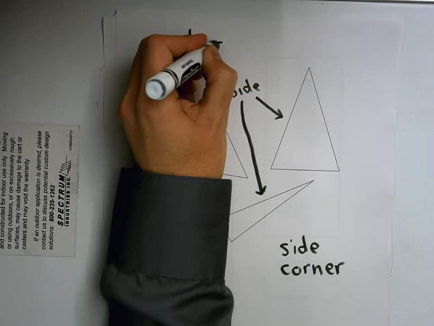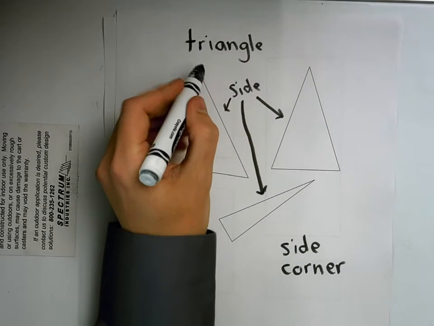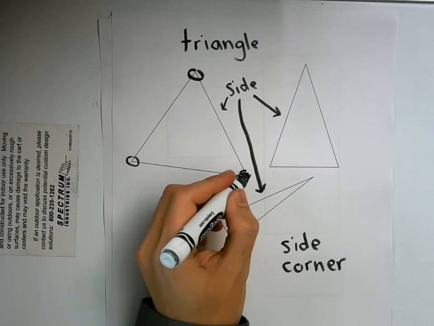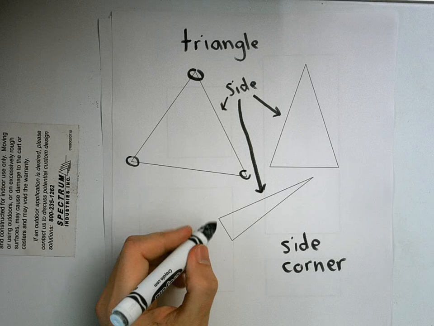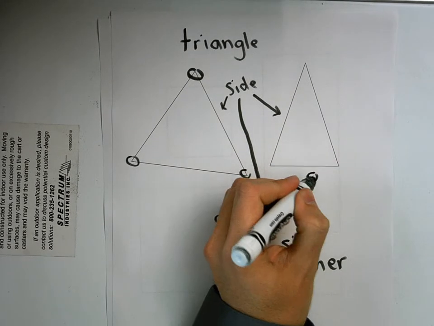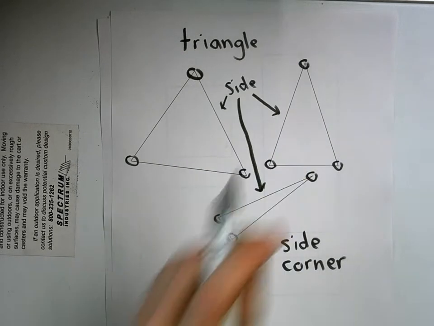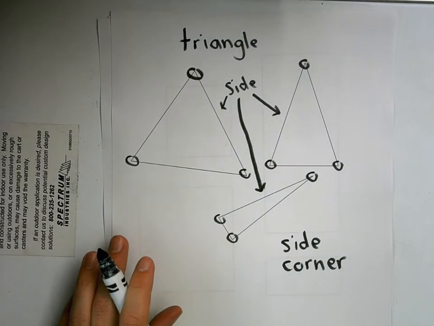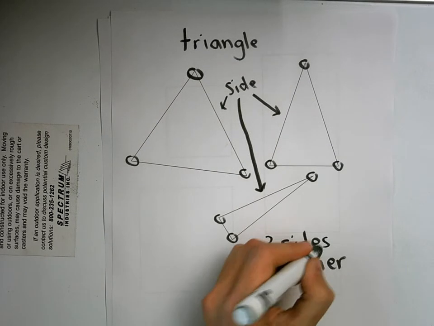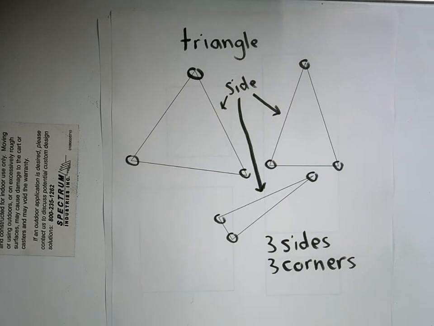Any shape that has three sides and three corners, look, one corner, two corners, three corners. One corner, two corners, three corners. Any shape that has three sides and three corners is a triangle.